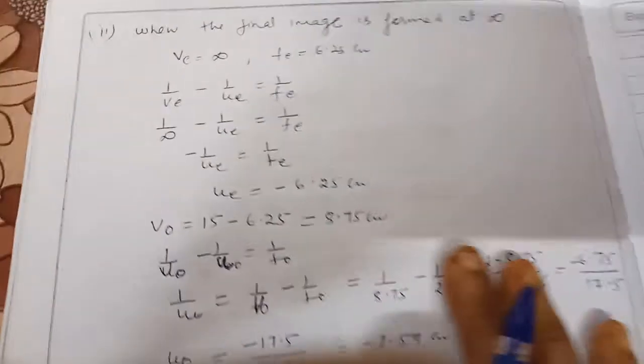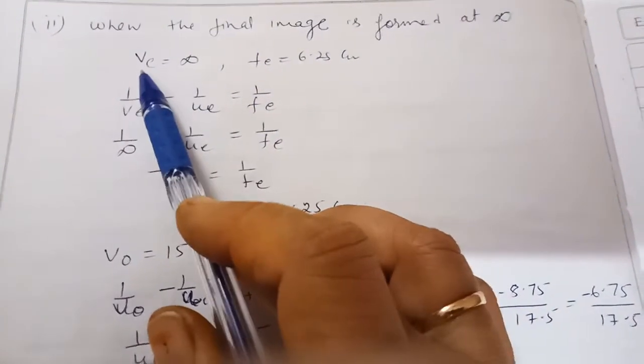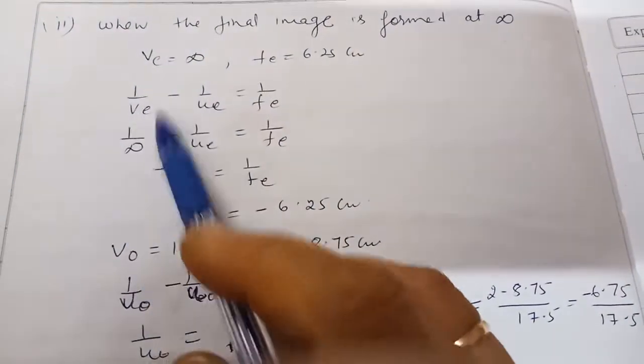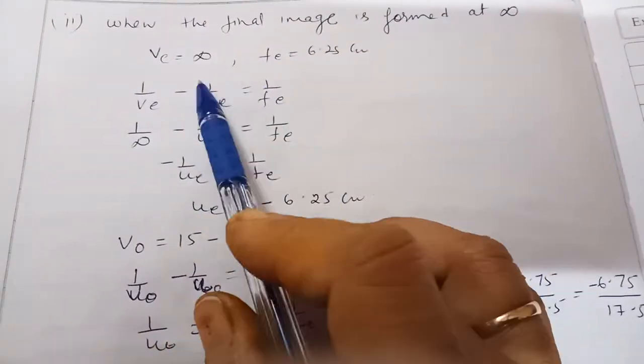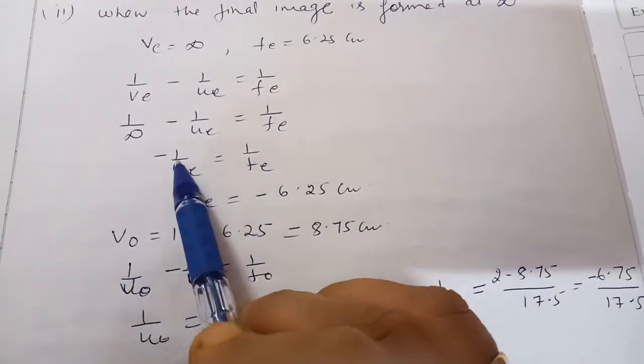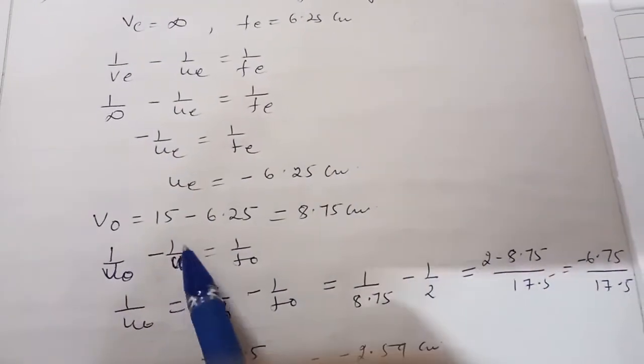Second case, when the image is formed at infinity. So when the image is formed at infinity means what? V is infinite. Fe is given. Again, substitute in the formula for the eyepiece. 1 upon infinity minus 1 upon UE is equal to 1 upon Fe. So 1 upon UE is equal to minus 1 upon Fe, comes out to be minus 6.25 centimeter.